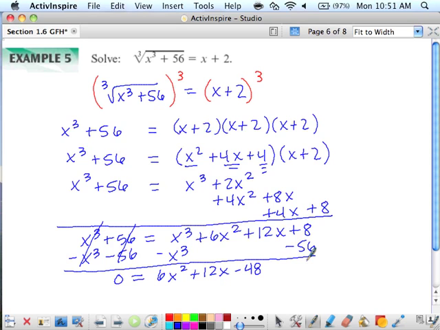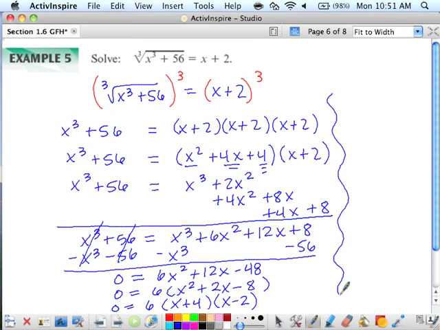Better news. What can I factor out of all three of those? A 6. So now we have 0 equals 6 multiplied by x squared plus 2x minus 8. And then that quadratic here factors into x plus 4 and x minus 2. So it looks like I have two possible answers. Now, does this 6 produce a solution? No, because 6 can't equal 0, right?